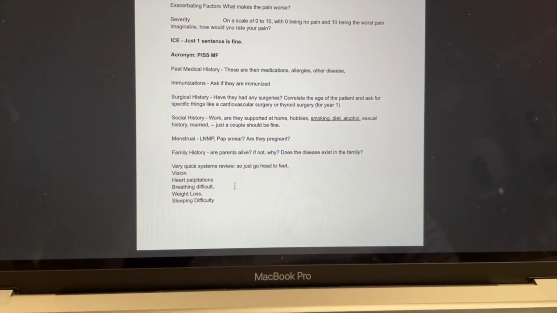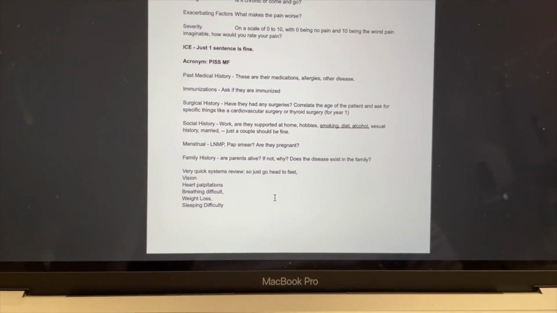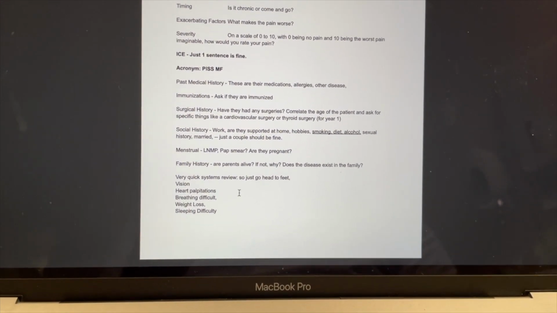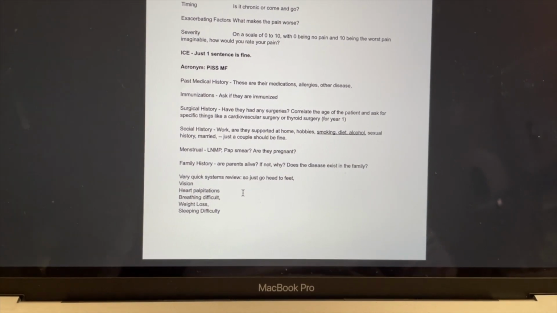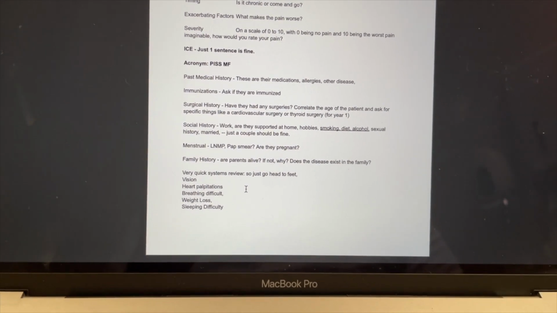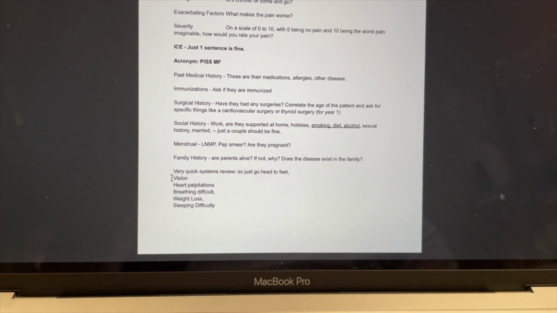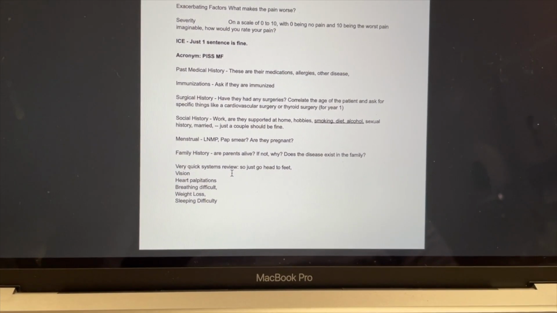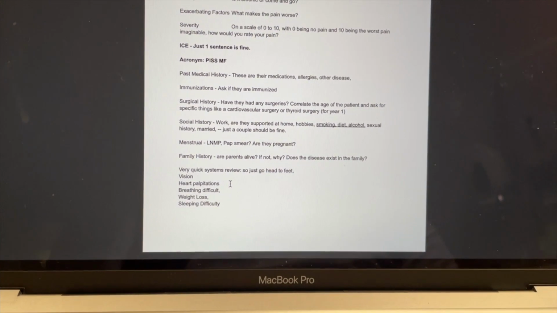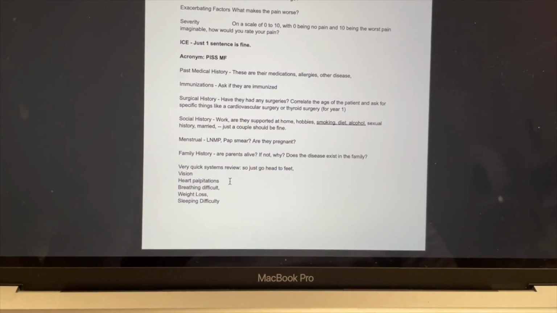And then very quickly do a systems review. Even at year 1 level, I would do it, because at a year 1 and year 2 level, a systems review can just be a yes or no questionnaire. All you have to ask is, are you having any vision problems? Yes or no. Any heart palpitations? No. Any breathing difficulty? No. Any weight loss? No. Any sleeping difficulty?